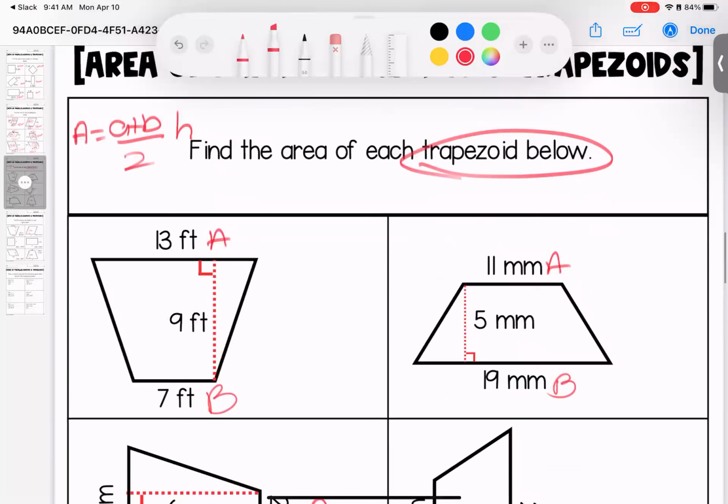All right, let's write out our formula. So for this one, we have 13 plus 7 divided by 2 times 9. Make sure that you are computing these in the right order. So add your pieces. 13 plus 7 gives you 20. Half of 20 is 10. So really this is 10 times 9, or 90 feet squared.